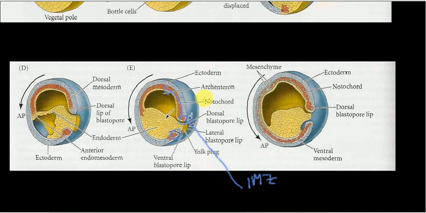Now you are left with this archenteron, and you might have heard the name deuterostome. The deuterostomes are those animals in which the blastopore develops into the anus, and the anus develops first and the mouth forms second, and this is the blastopore, or the dorsal lip of the blastopore, that is going to develop into an anus.